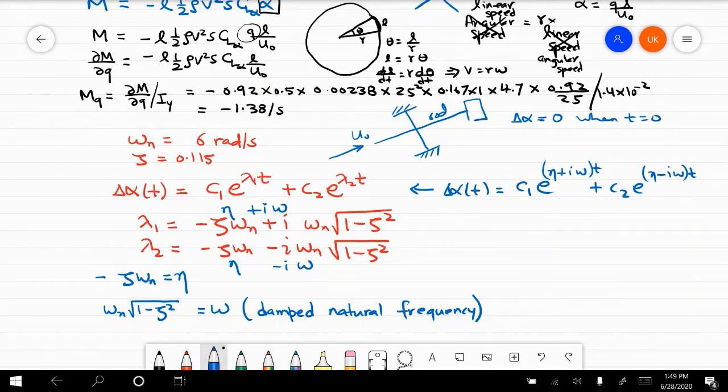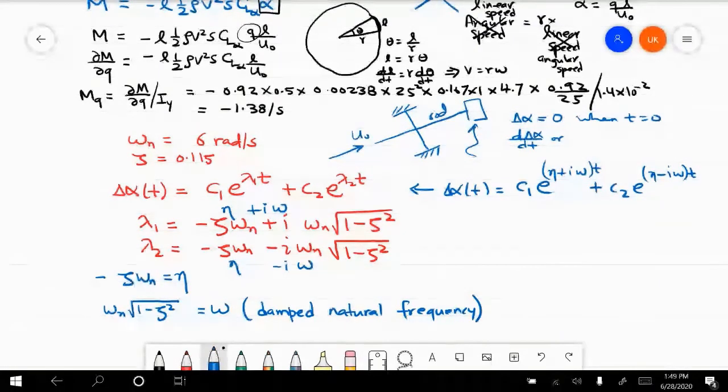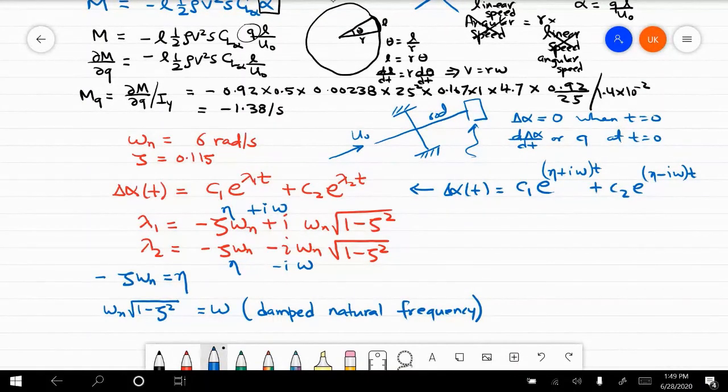And let's assume that at this initial time, a gust of wind came and it hit this plate, and the plate started to move at a pitching speed, pitching frequency of 1 degree per second. So let's say that this d delta alpha dt, or q, okay, there are multiple ways of writing this, at t equals 0 is 1 degree per second, which is the same as pi over 180 radians per second, right? So 1 degree is equal to pi over 180 radians per second.